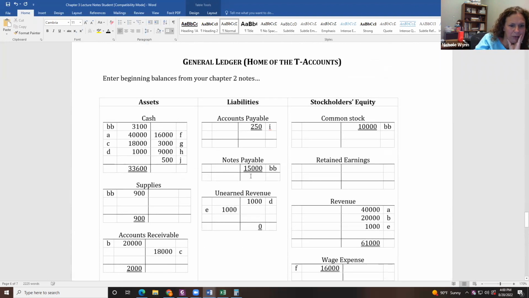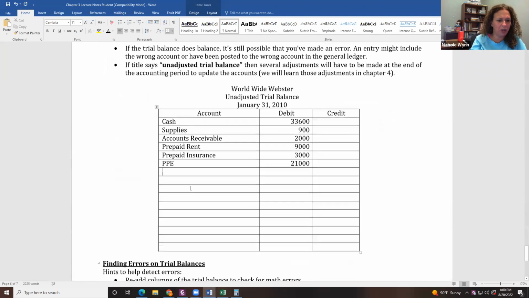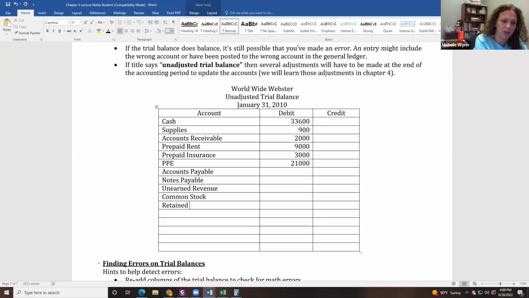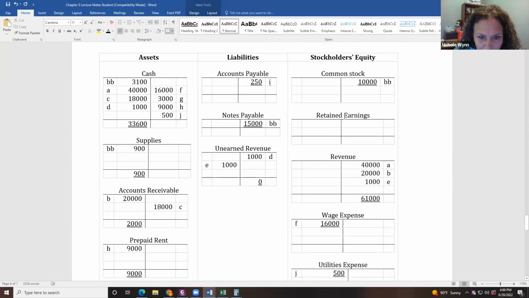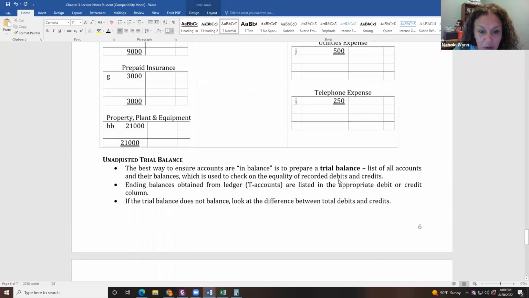And then we had accounts payable, notes payable, and unearned revenue. And then in the next column, we had common stock, retained earnings. I'm looking to see if I have enough rows. Revenue, and then we had wage expense. So I'm just listing all of them. Common stock, retained earnings, revenue, wage expense, utility, and telephone.